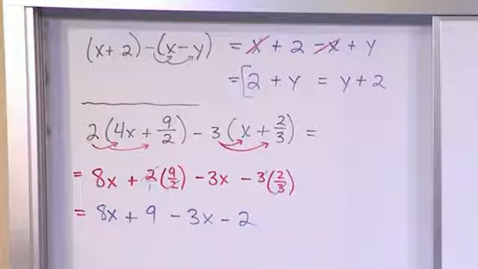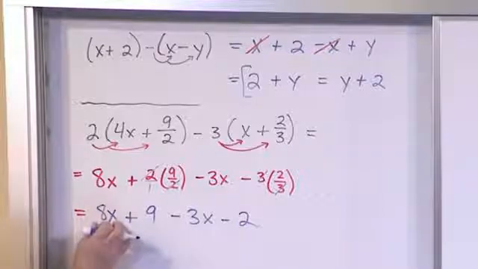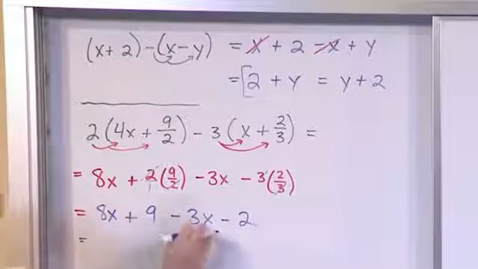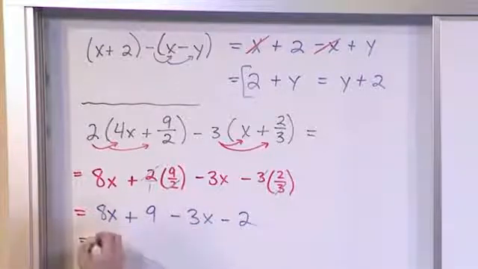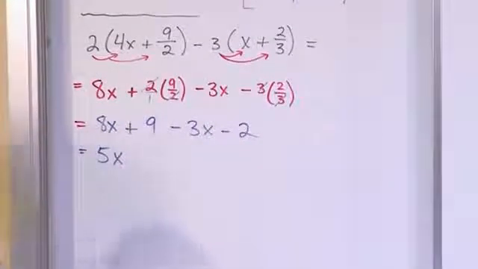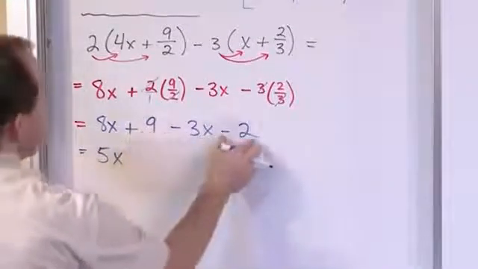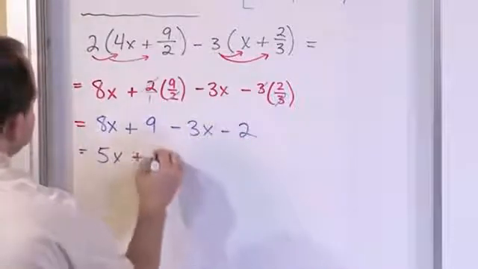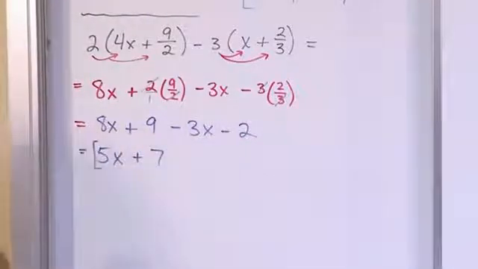All right, now we're finally to the point where we can add some terms together. We have 8x's here, and we have minus 3x's here, so 8 minus 3 is 5. 5 what? 5x's. You have to carry the variable along. And then we have some numbers. 9 minus 2 is positive 7. So it's 5x plus 7, and that is the final answer.